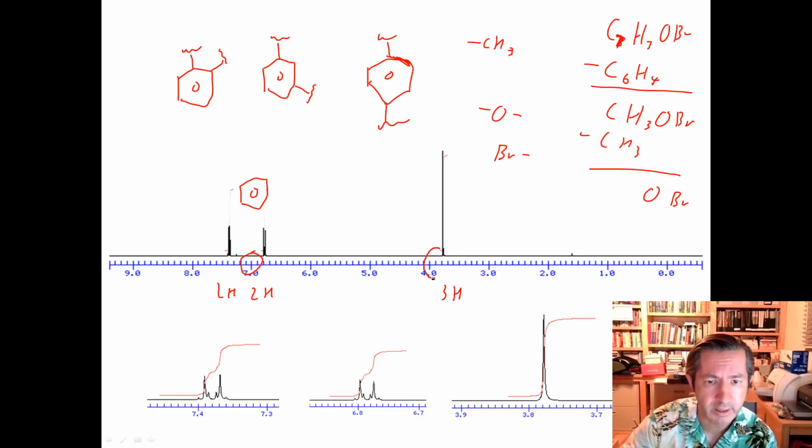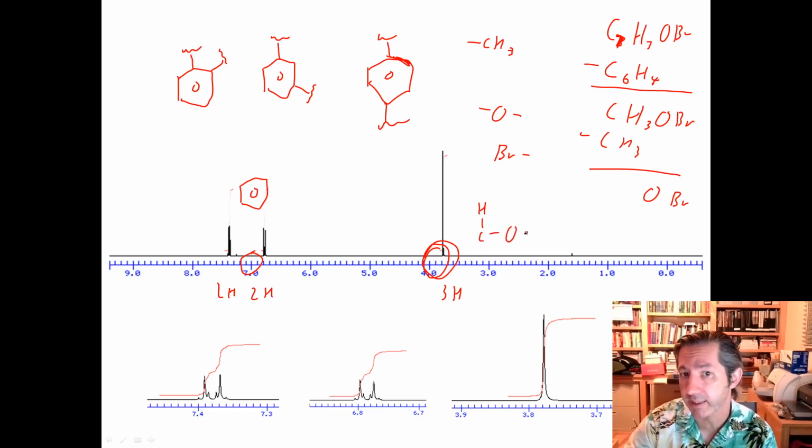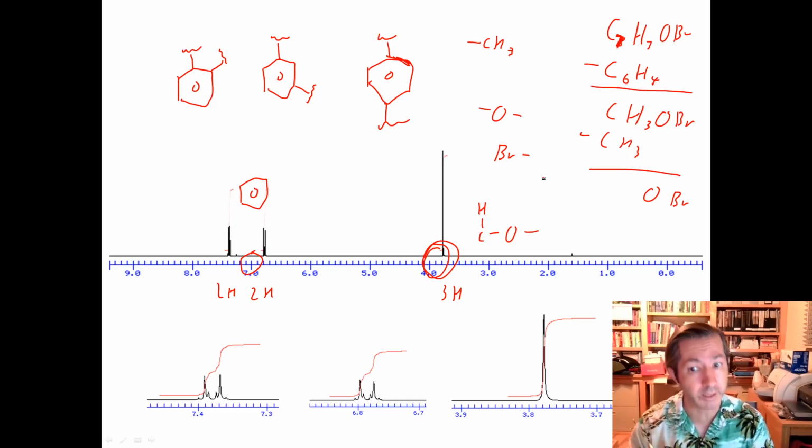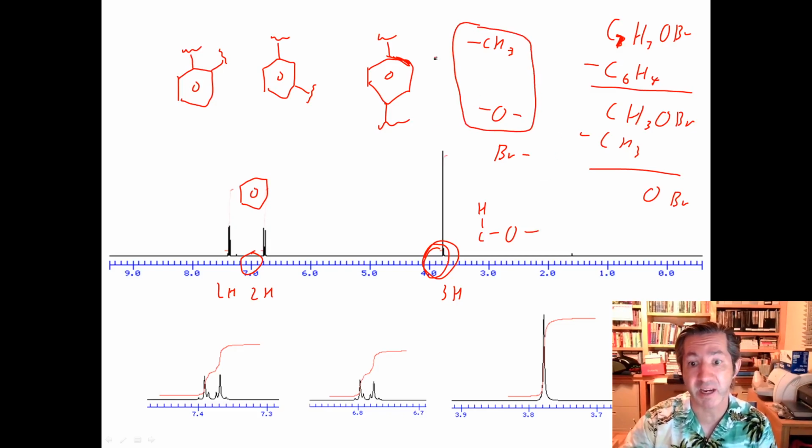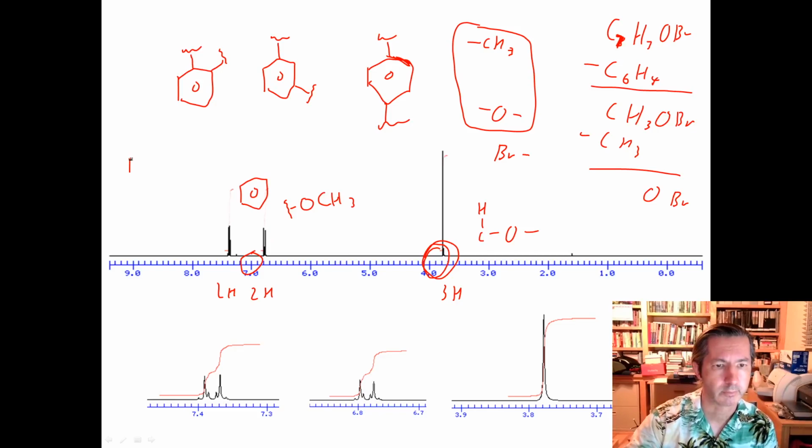I'm also going to take a look at the shift here. Around 4, this is usually a hydrogen connected to a carbon connected to an oxygen, according to our correlation table. So I'm going to stick these 2 guys together and make a bigger puzzle piece. I'm going to say this is a methoxy group. Now I have 3 pieces on my puzzle, and there's only a few ways to arrange this.